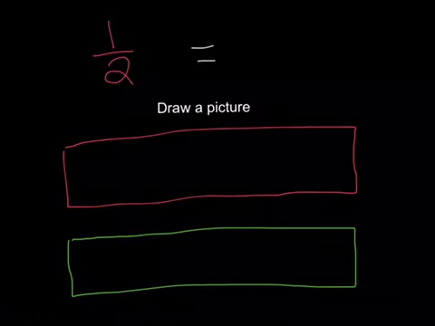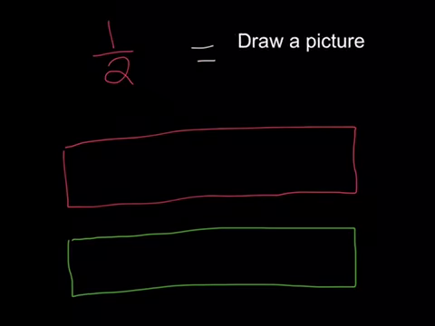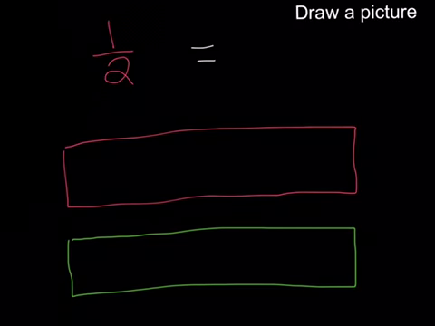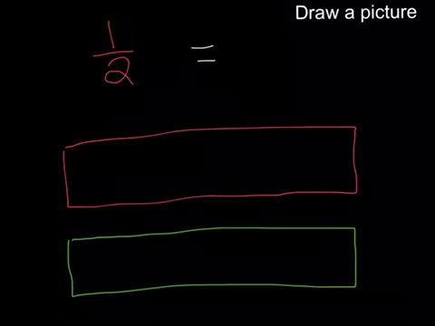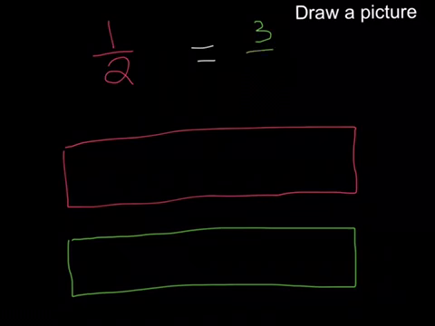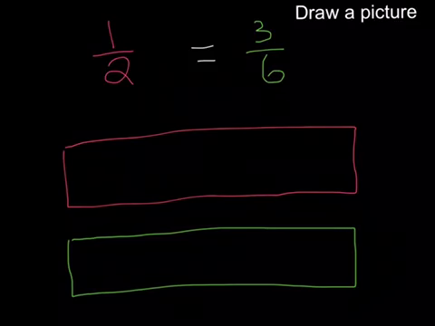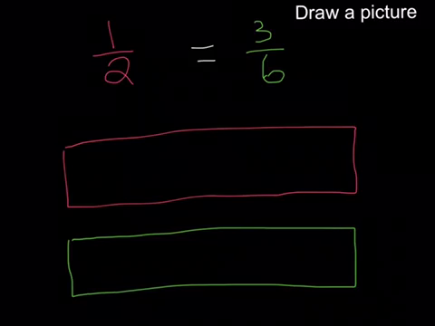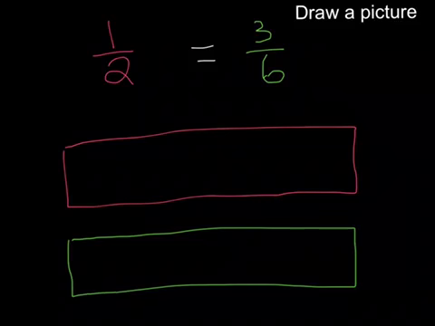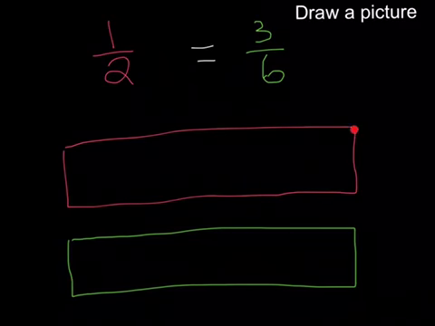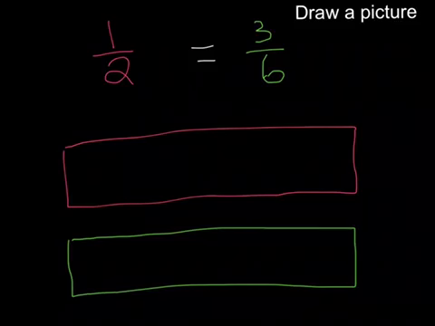Okay, our first strategy that we want to look at is drawing a picture. This is a strategy we were working with when comparing fractions. So if I told you that 1/2 was equal to 3/6, and I asked you to draw a picture to prove that that's true, what I would ask you to do is draw two fraction strips. Pause the video if you need more time. Remember, it's important that our fraction strips are the same length. One can't be longer than the other.